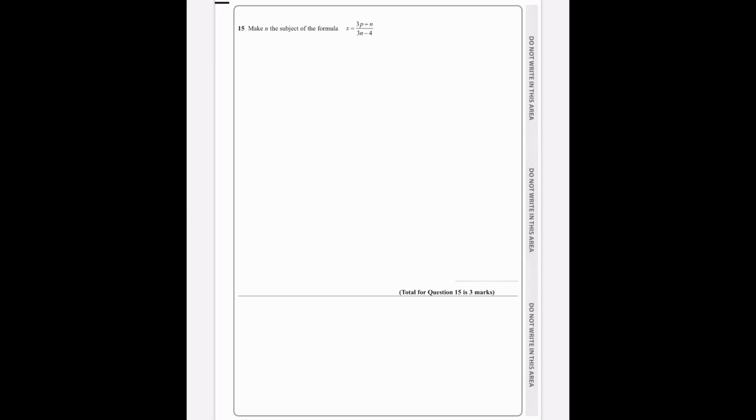Question 15, make n the subject. So first thing I'm going to do is multiply by the denominator, multiply by 3n minus 4, so x lots of 3n minus 4 is equal to 3p plus n. Expand out the left-hand side, 3nx minus 4x is equal to 3p plus n. Then I'm going to bring the n's onto the left-hand side and the non-n's onto the right-hand side. So subtract n from both sides, add 4x to both sides. If you've done 3p plus 4x, that's absolutely fine.